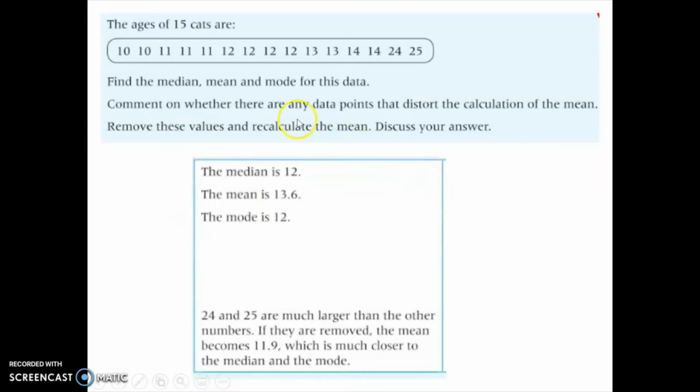All right, here's the answers here. When you kept the full data set, your median is 12, mean is 13.6, and mode is 12. Looking at the data set, well, first of all, you notice the mean is higher than median and mode. So here, these last two values, 24 and 25, are kind of outliers. They pulled up the mean, but the median and mode remained in the middle. So notice the mean tells a different story than the other two. So in that case, you can remove those two, which might be outliers. And there, when they are removed, the mean then becomes 11.9, which is pretty much on par with the median and the mode.